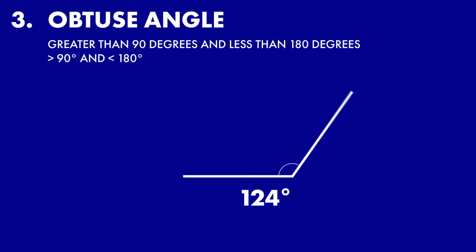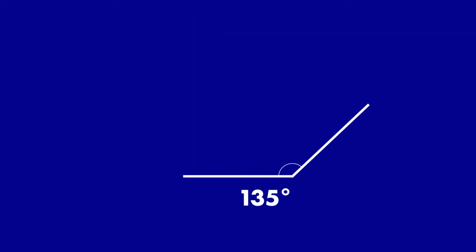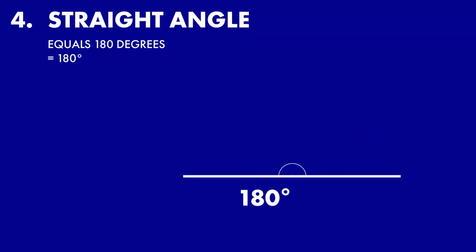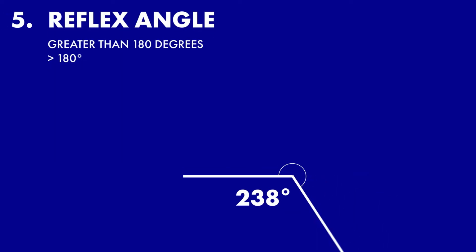The third angle is an obtuse angle, which is greater than 90 degrees and less than 180 degrees. The fourth angle is a straight angle, which is exactly 180 degrees. And finally, the fifth angle is a reflex angle, which is greater than 180 degrees.